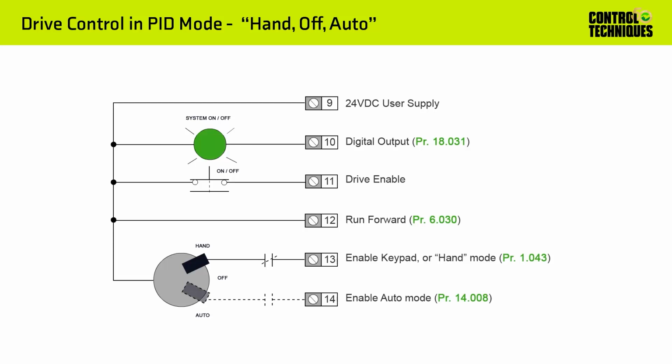When the selector switch is in the hand position, it puts the drive into keypad mode, and the operator can run the pump using the buttons on the drive's keypad. In the off position, the drive will idle. In the auto position, the PID controller is enabled and the pump will be under PID control. Use this diagram as an example. As always, you must adhere to all local, state, and federal safety regulations when operating machinery.